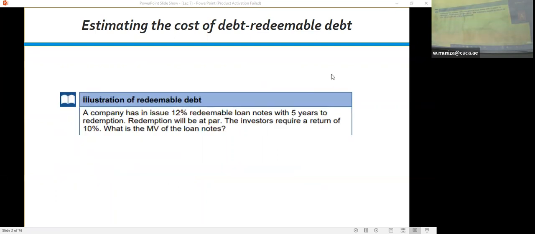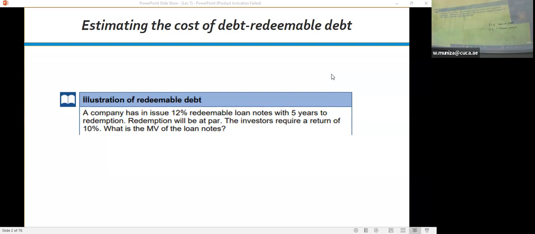Now, here is an illustration for redeemable debt. How are we going to calculate the market value of the loan notes? As we have discussed, the market value of the redeemable debt is the present value of the future income stream discounted at the investor's required rate of return. So the present value of the future interest payments and the amount which is going to be redeemed at the time of redemption, discounted at the investor's required rate of return, will make the market value of the loan notes. So what is it basically? Present value of future interest payments plus present value of redeemed principal. These two amounts converted into present value with the help of the investors' required rate of return will make the market value of the redeemable debt.